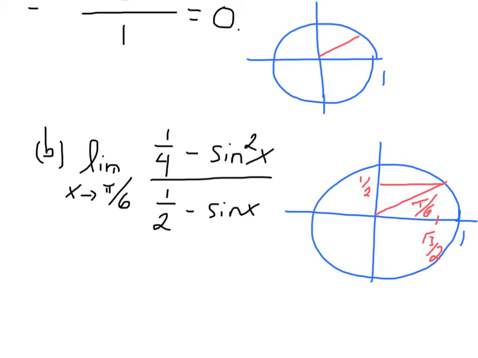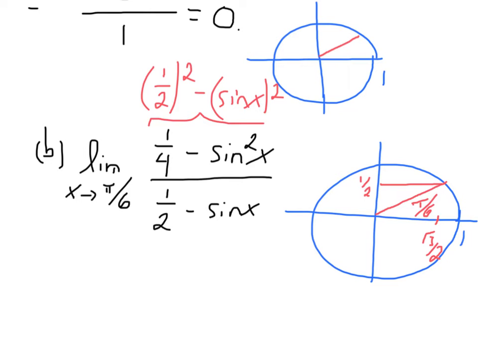What you might notice is that in the numerator here, we actually have a difference of squares. 1/4 is 1/2 squared. And here we have minus, of course, the sine of x all squared. So what we have here is a difference of squares. So it looks like a squared minus b squared, and that we can factor as a minus b times a plus b.